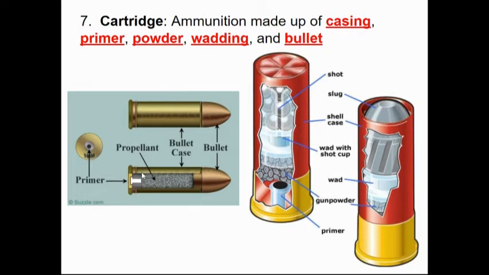The primer has a shock sensitive compound in it, so that creates the initial explosion that then ignites the propellant, so the powder, and then that powder does combustion now, the explosion, and then that pushes the bullet forward. The reaction is it pushes the rest backwards. This is the part that is going to slam against the breech face and can leave marks there.